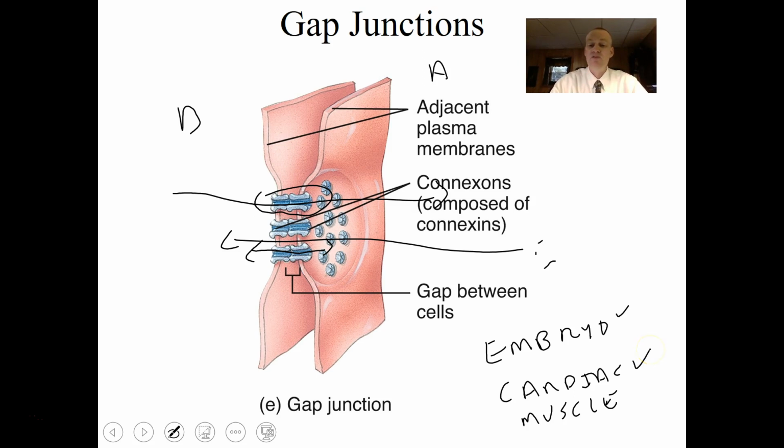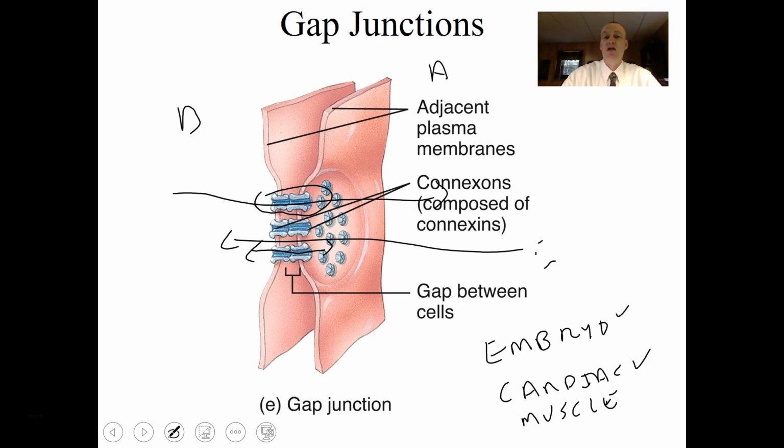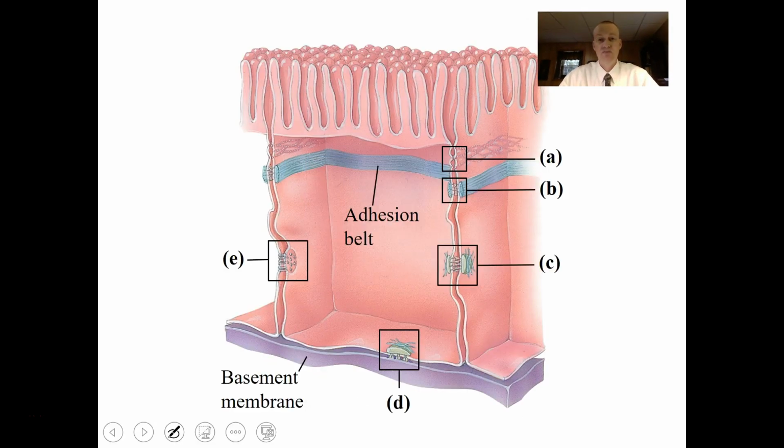Cardiac muscle cells actually transmit electrical signals through these pores so that the heart muscle will contract in the right way. So that's just two different examples of how gap junctions are useful to cells.